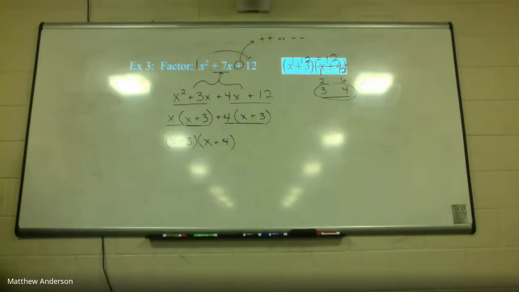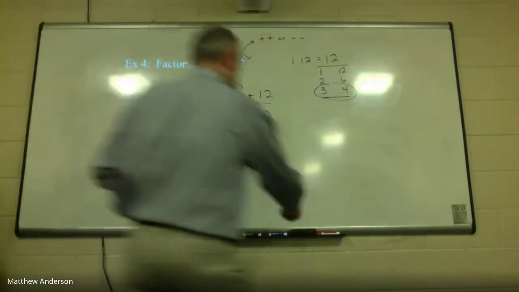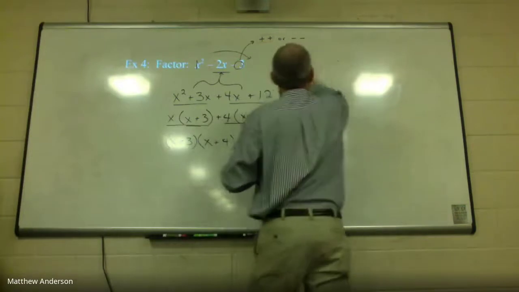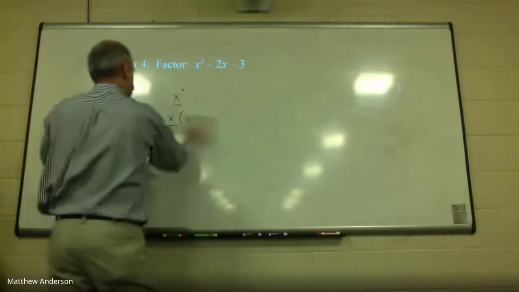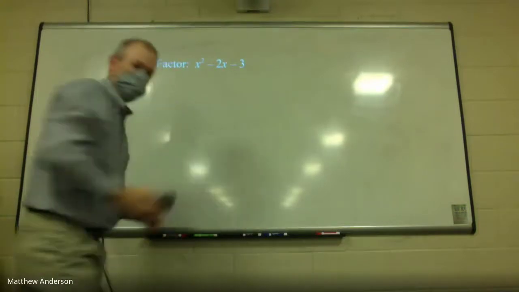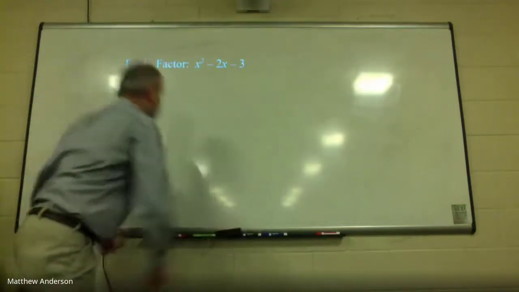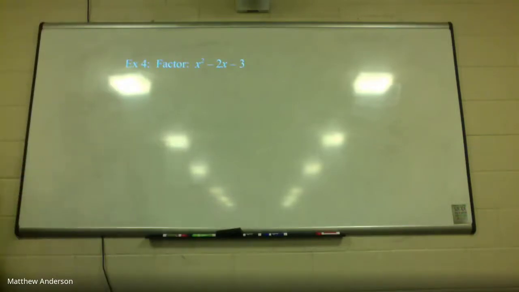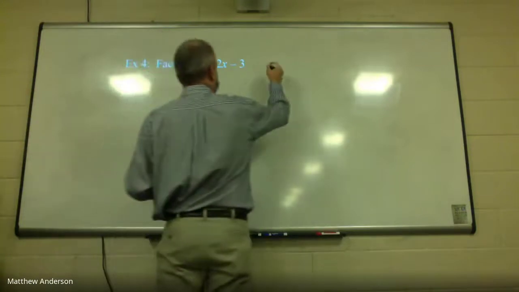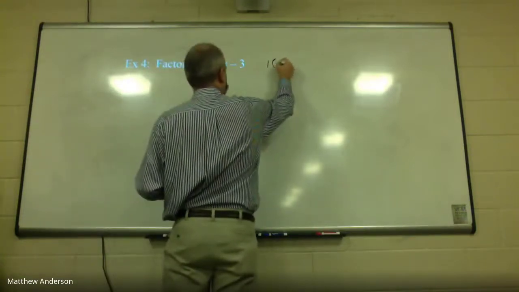Are we okay to go on to another one? All right? You're probably going to get sick of this because we're going to do it over and over again. Okay, so looking at this one, we start out the same way, right? A times C. What's A? 1. And what's C? -3.